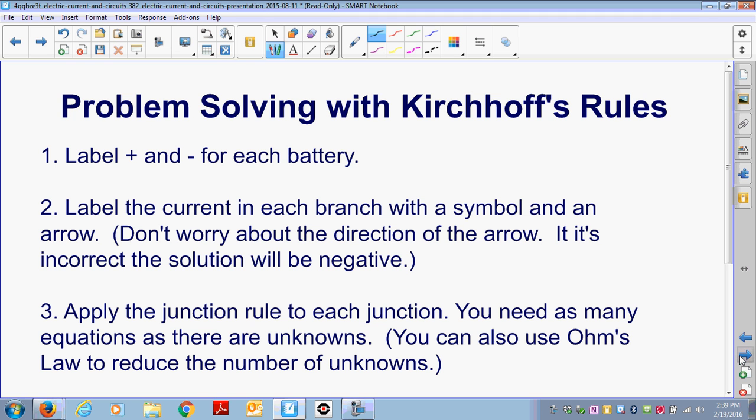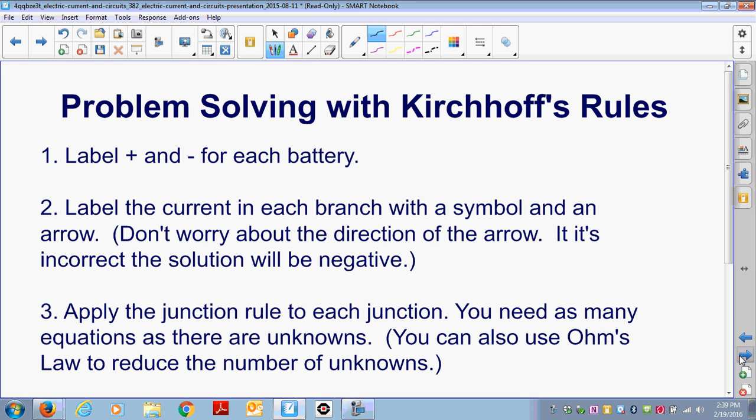So this is the procedure for solving problems using Kirchhoff's rules. And we are going to do some of these problems in class so you can get a better idea of how it works. So the first thing you want to do is label the plus and minus terminals of the battery. Next, what you want to do is label the current in each branch with a symbol and an arrow. You don't have to worry about the direction of the arrow. It turns out that if you pick the wrong direction, the number will come out negative.